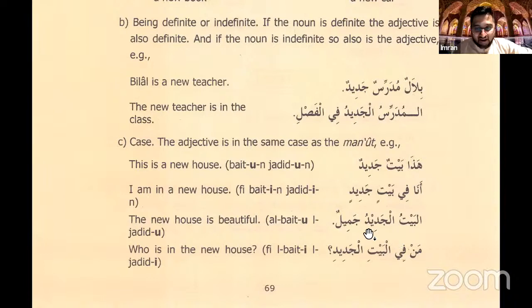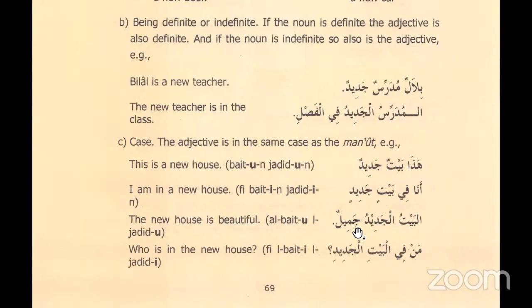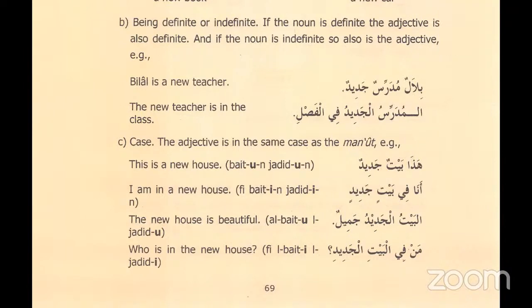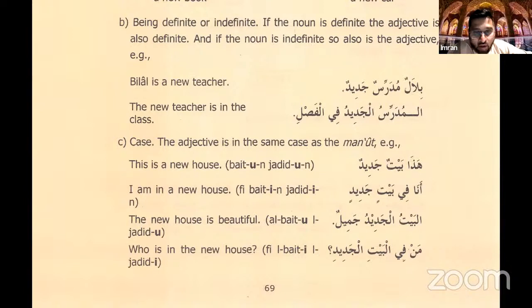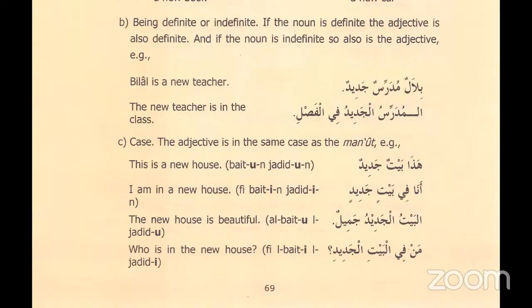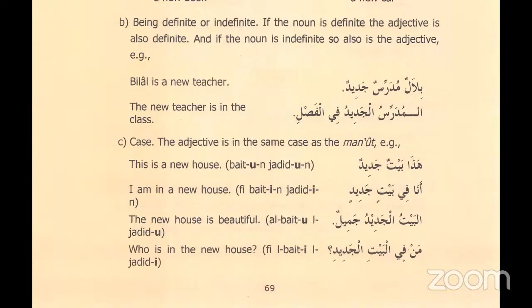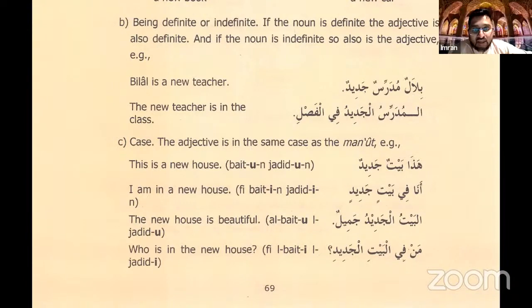No. Remember, I talked about alif lam. Whenever there's alif lam, it cannot become the khabar. That's the reason why jamilun is without the alif lam. Look at the translation: the new house. What about the new house? Al jadid is an adjective, correct. And jamilun is the khabar. Exactly. So whatever is situated after is the khabar.